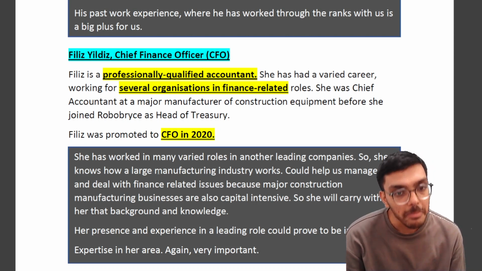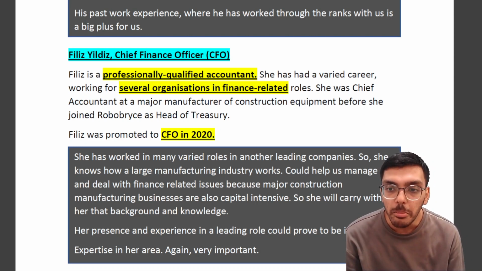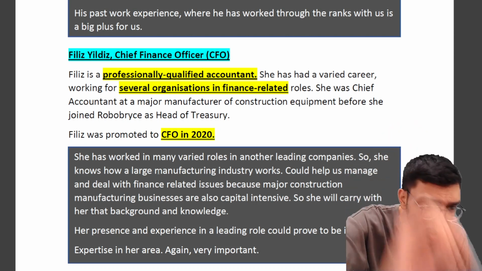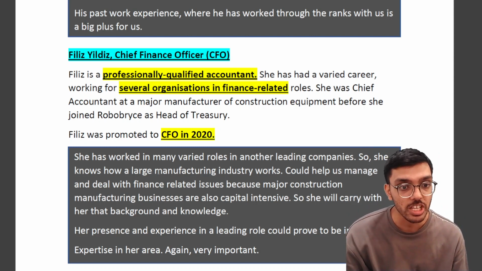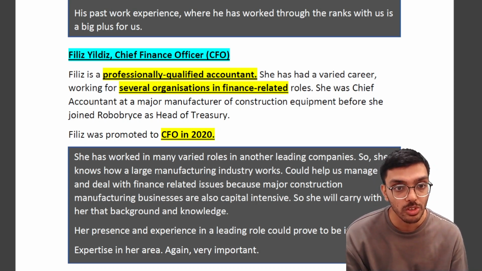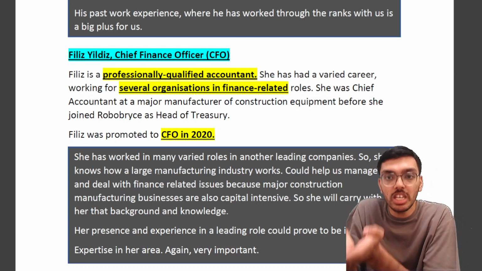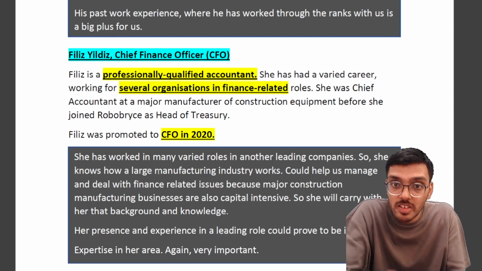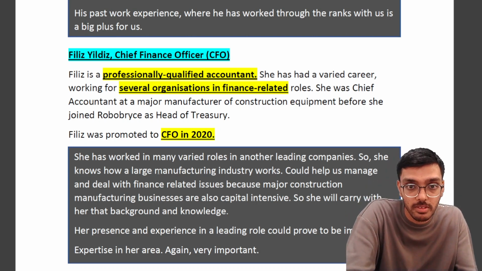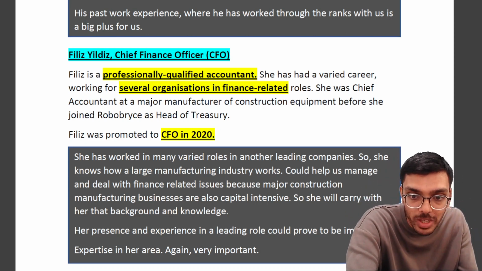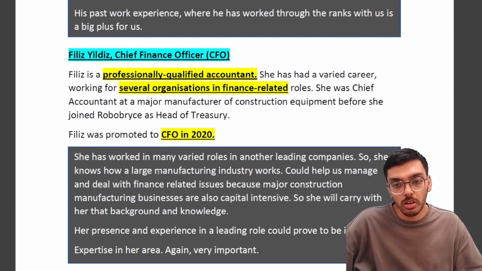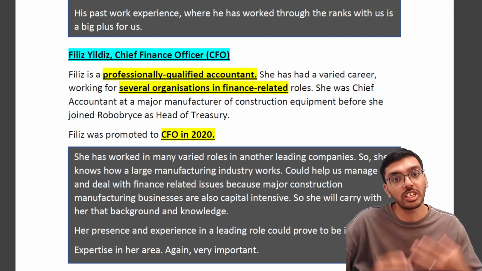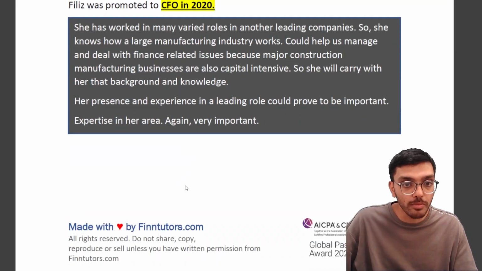So she has worked in many varied roles in other leading companies. So she knows how a large manufacturing industry works, could help us manage and deal with finance related issues because major construction equipment manufacturing businesses are also capital intensive. So she has that background with her. Her presence and experience in a leading role could prove to be important. And again, she is an expert in her area. She is professionally qualified. Good for the business.